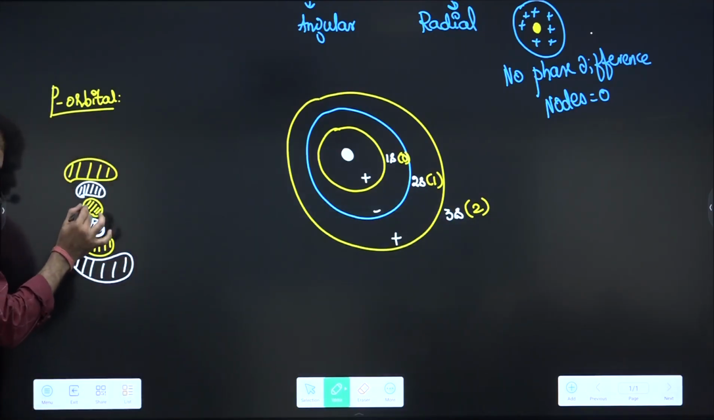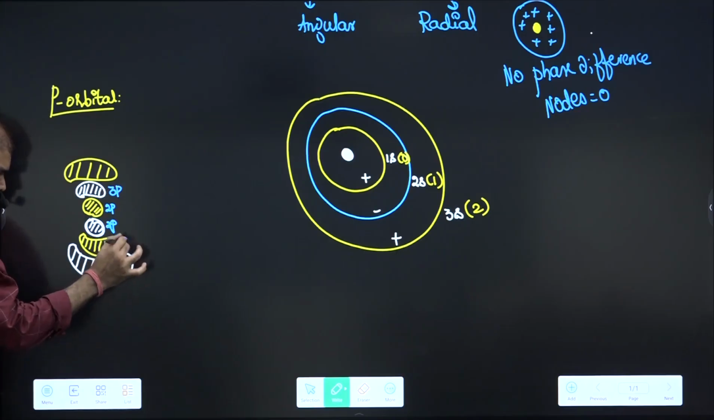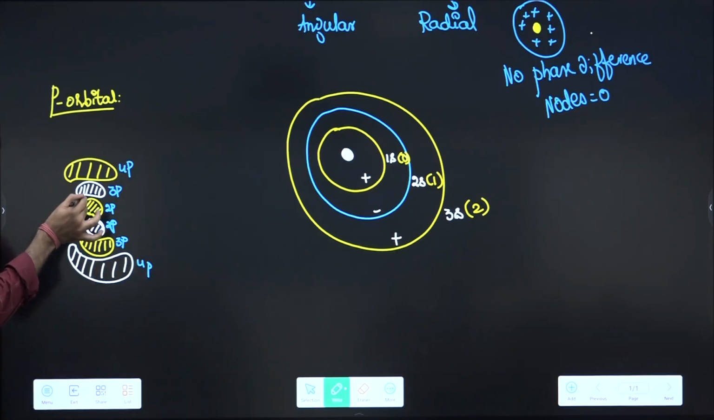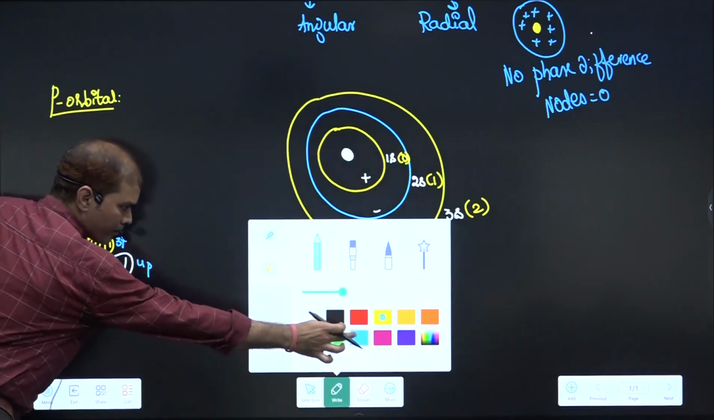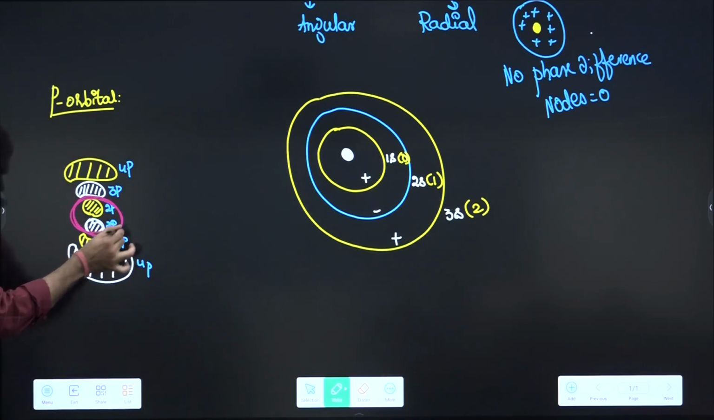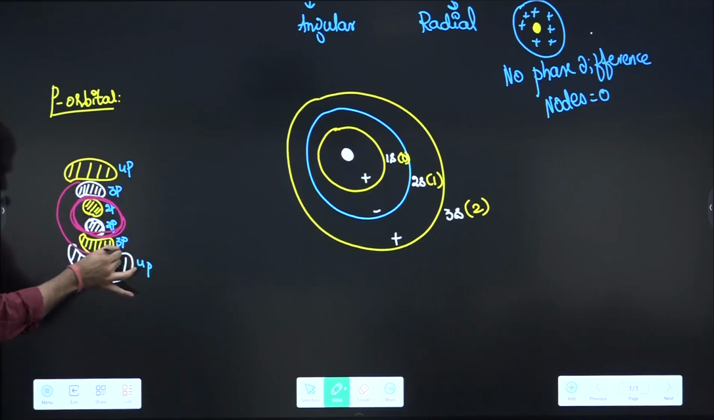So if I can give this, this will be 2p, 2p. Now can you see a nodal plane? I am just trying to show the nodal plane. This is a nodal plane or a nodal point, anything you can call it as. So between this p orbital and this p orbital there is one node, nodal space, a second space.